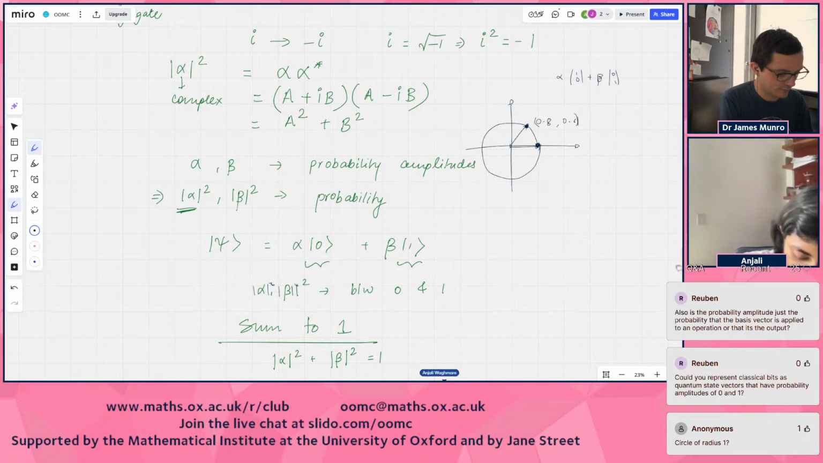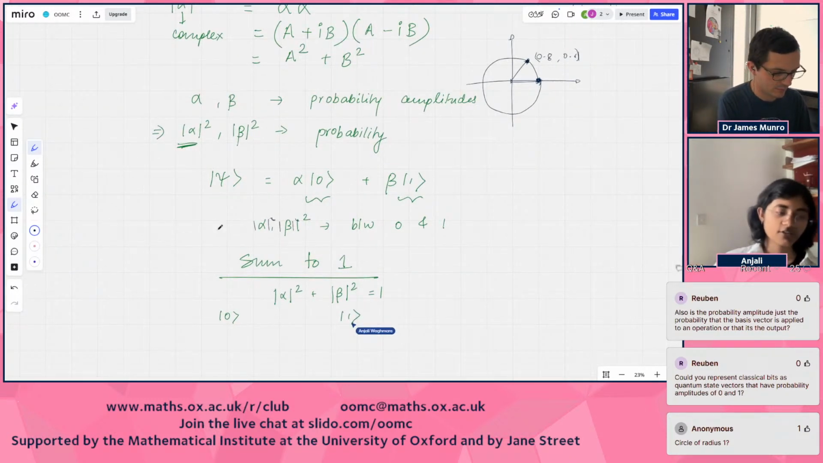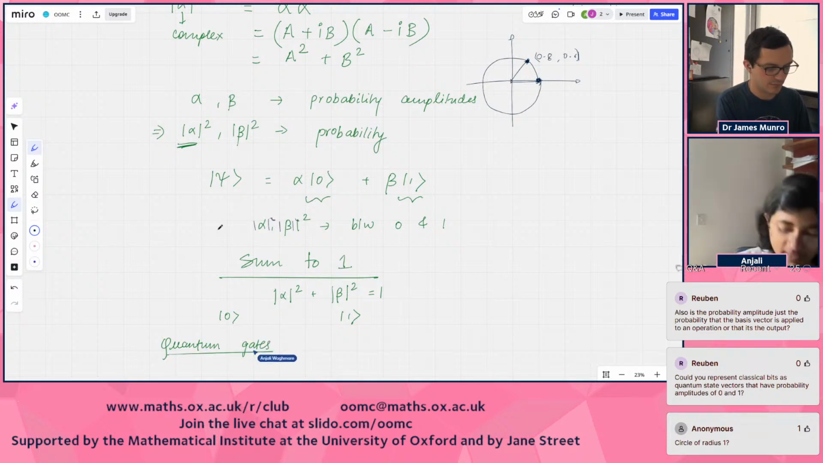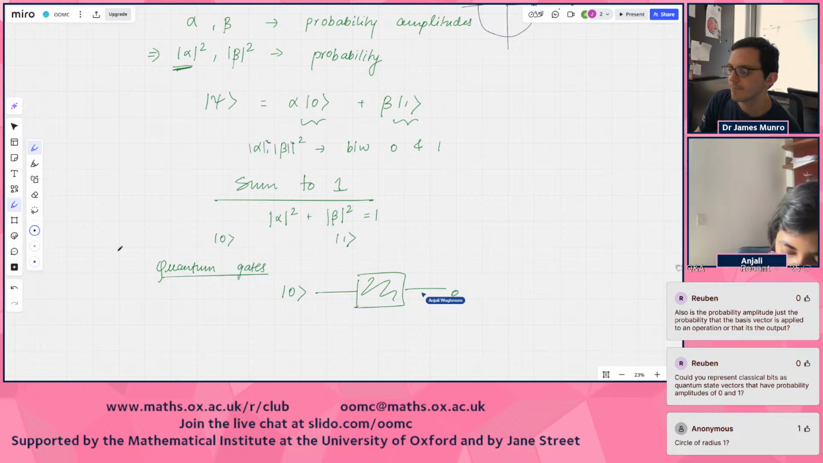What do we do with the qubits? So we had 0 and 1. We initially had classical gates, which transformed your bits into different kinds of outputs. So we look at quantum gates. And these, again, are basically transformations on your qubits. So you have a qubit, let's say 0. You perform some transformation to it, and you get some kind of output.